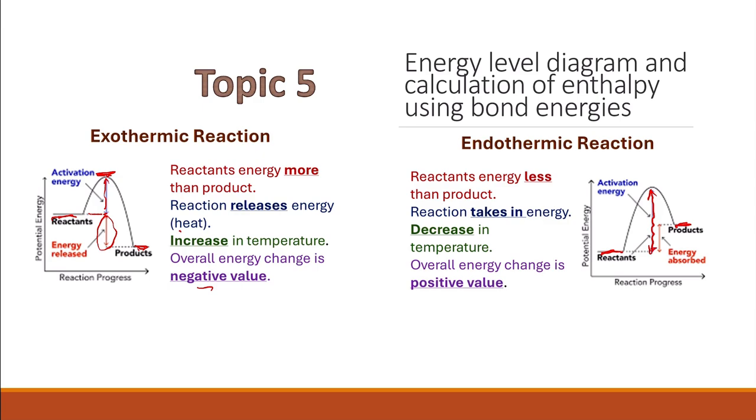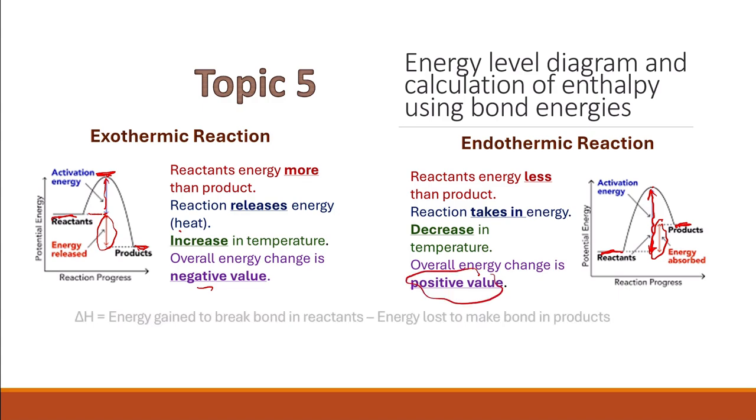It's the difference between the reactants and the top point, and then the overall energy change will be the difference in the energy between reactants and the products. The reaction will take in energy, so there is a decrease in temperature, and the overall energy change here will be a positive value. You should be able to calculate the overall energy change, or the enthalpy of the reaction, because they're going to provide you with the bond energies of all the bonds, and you can use this.